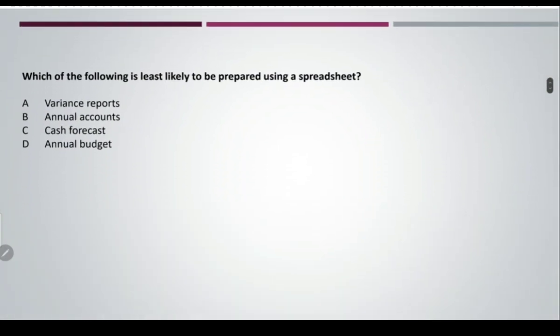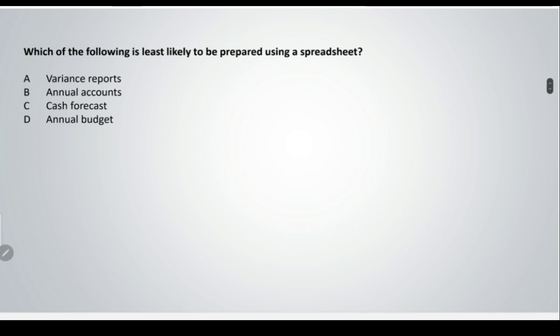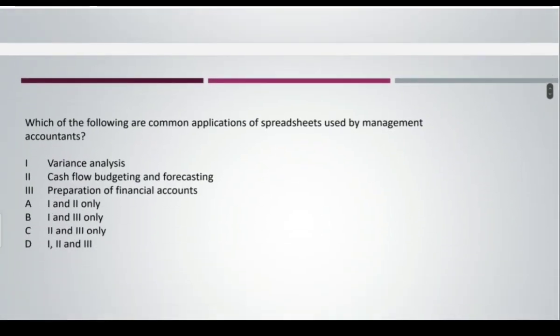सो next question is, which of the following is least likely to be prepared using a spreadsheet? इनमें से कौन सा सबसे कम यूज़ होता है स्प्रेडशीट सॉफ्टवेयर, सबसे कम यूज़ होता है किस पर्पज़ के लिए? तो वेरिएंस रिपोर्ट के लिए it is commonly used for cash forecast and annual budget. It is very seldom used for the preparation of annual accounts. So that is why we are the option that annual account is least likely to be prepared using spreadsheet.